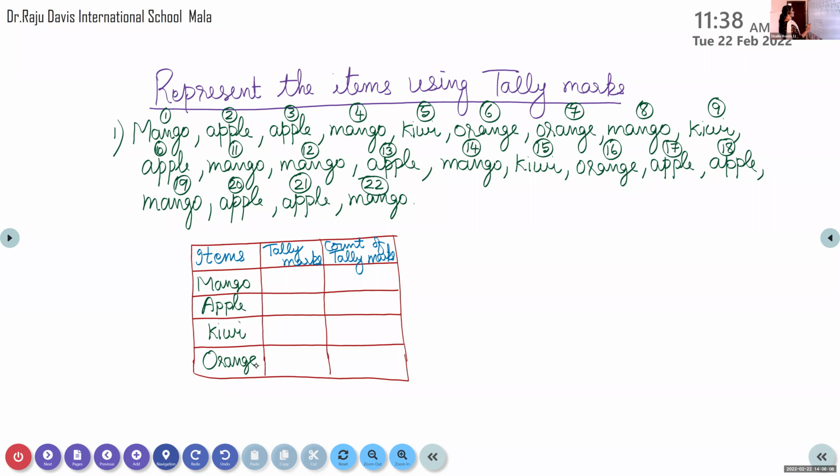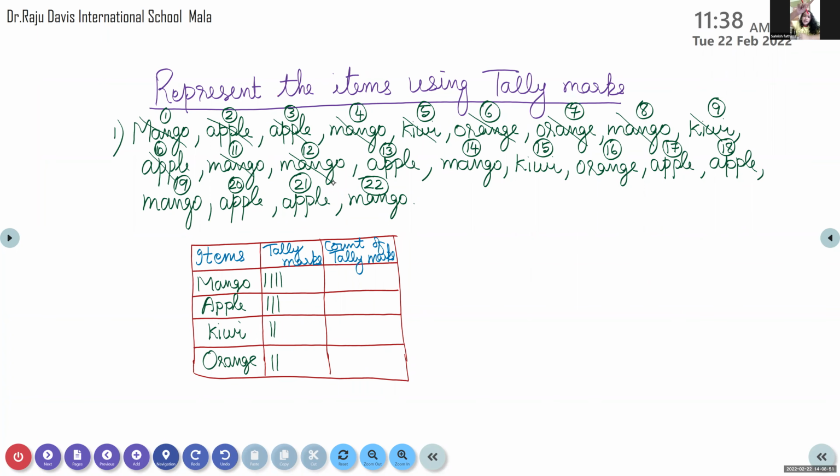Mango. First one is a mango. Put a line here. One line. Apple. One line. Then again apple. Two lines. Then mango. Two lines. Then kiwi. One line. Orange. One line. Orange. Two lines. Mango. Three lines. Kiwi. One more line. Then two apple lines. Third line. Mango. Fourth line. Then again mango.